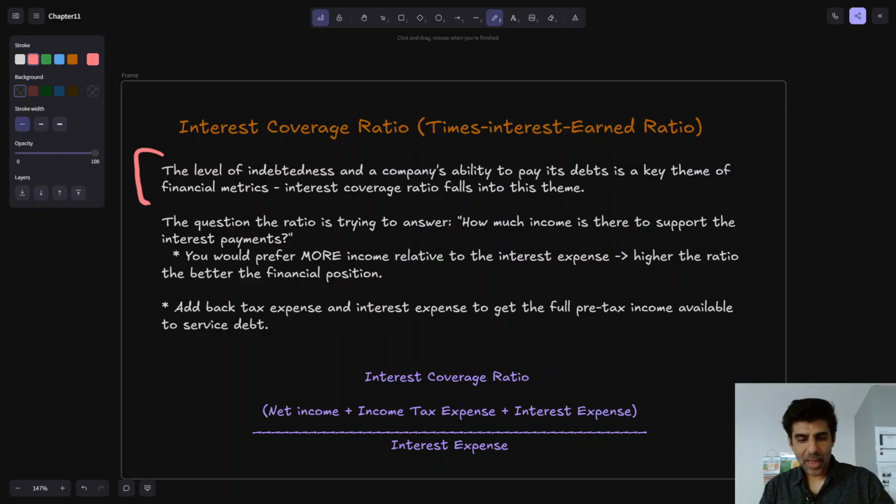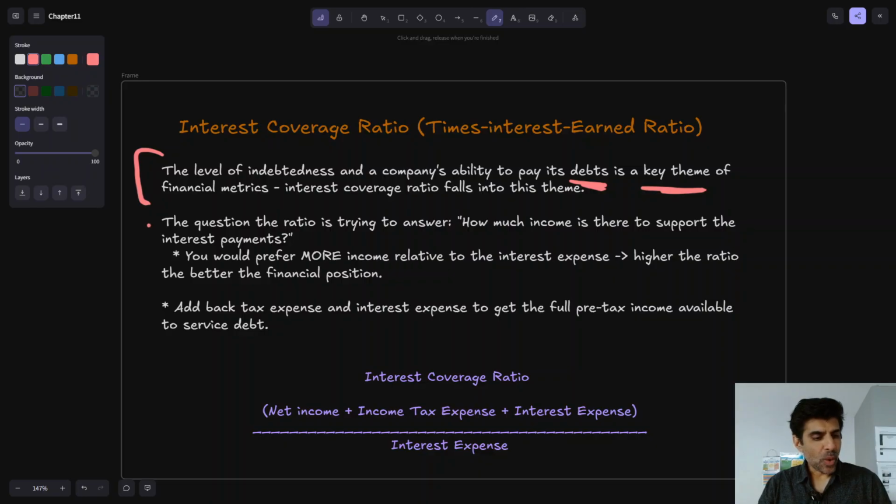So again, this payment of debt is a key theme for a lot of these ratios because that's such an important and critical question to answer, both if you're a lender to the business, of course you're going to care about that, but also if you're the owner of the business, because your equity is going to get wiped out potentially if you're not able to pay off your debts, right? That's when a company goes into bankruptcy.